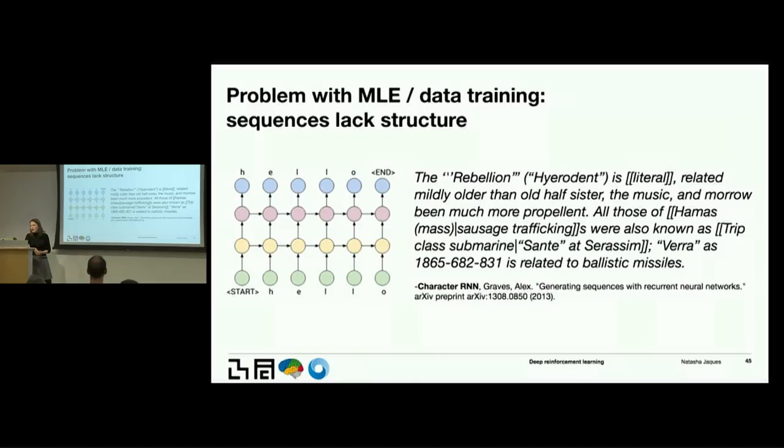And you can see that while it's learned some pretty impressive grammar and markup from Wikipedia, it is not making any sense. Like, what is this talking about? It's talking about sausages, submarines, sisters. What? There's no structure here. So you can't rely on just an LSTM to really capture the high-level structure of the problem.